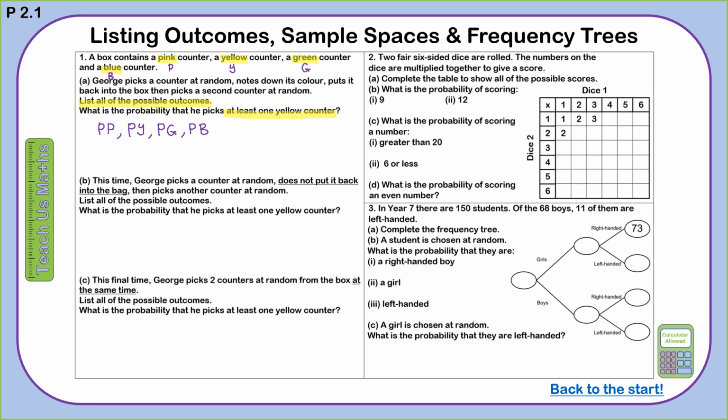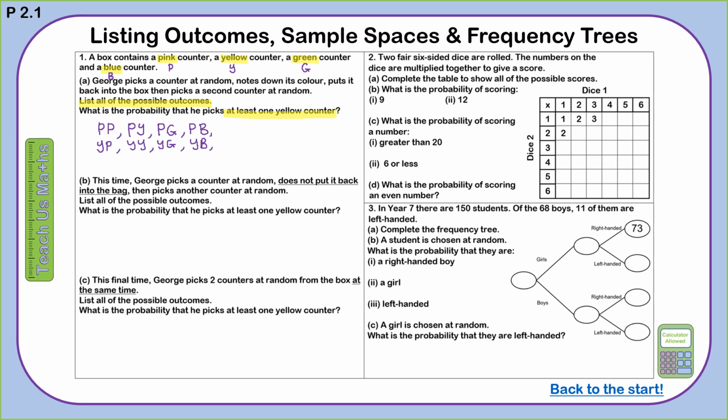Now we need to consider if George picks a different colour counter first. Let's imagine him picking a yellow counter first. So he could pick a yellow counter, then a pink counter, or a yellow counter and a yellow counter, a yellow counter and a green counter, or a yellow counter and a blue counter. Again, I'm working my way through the colours as they're written in the question.